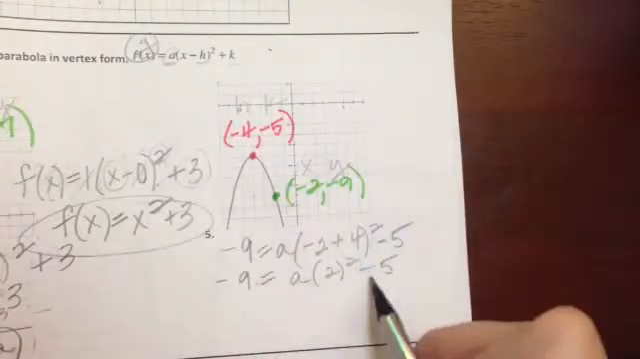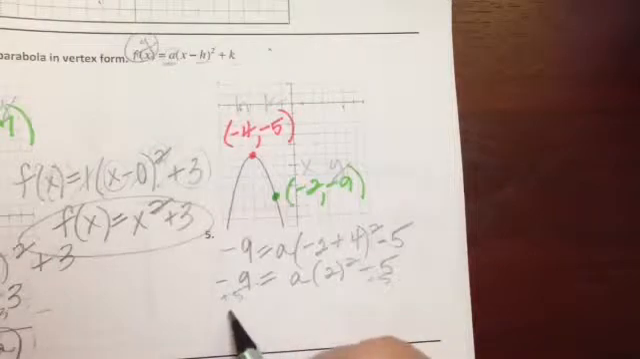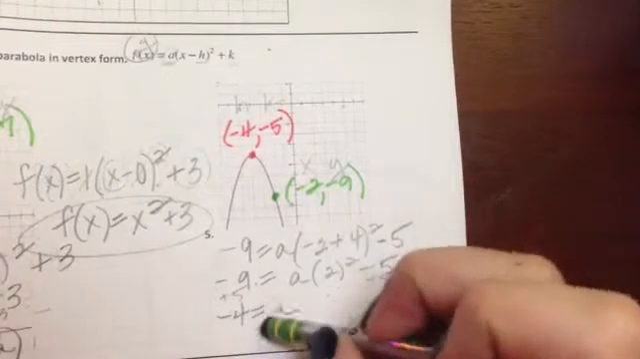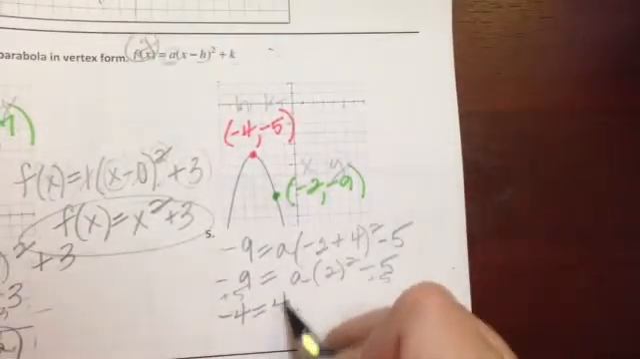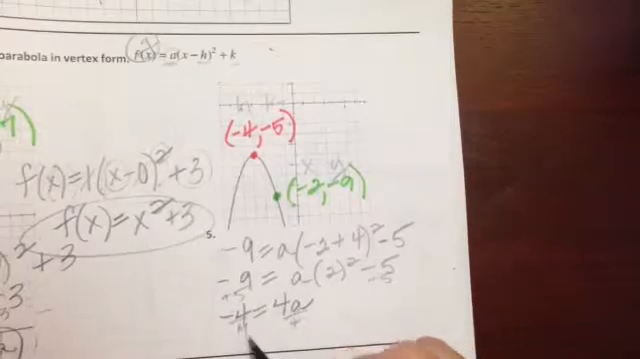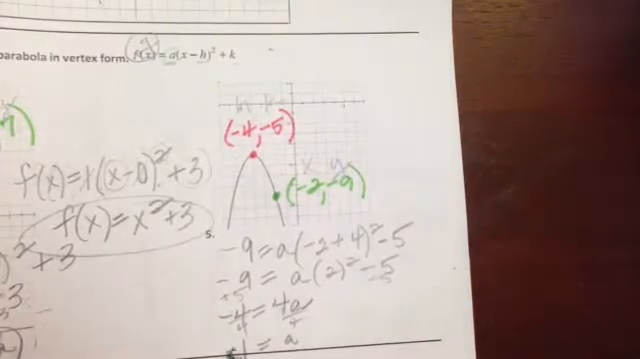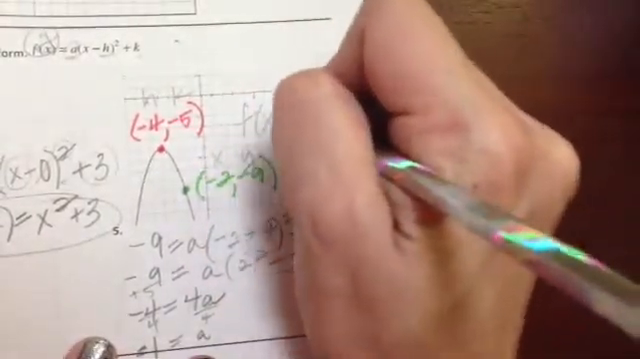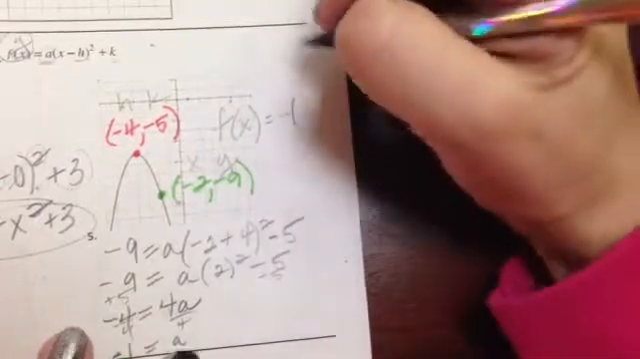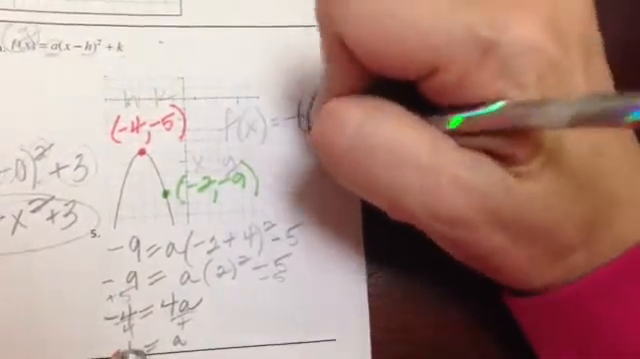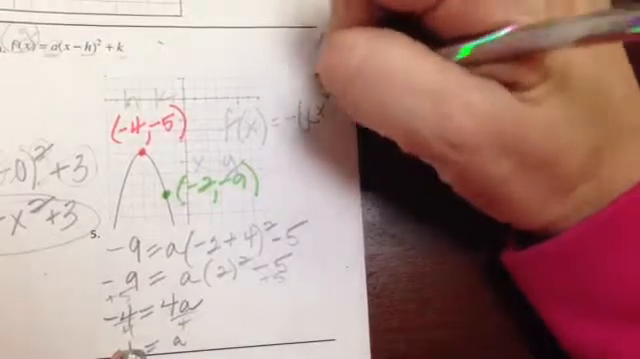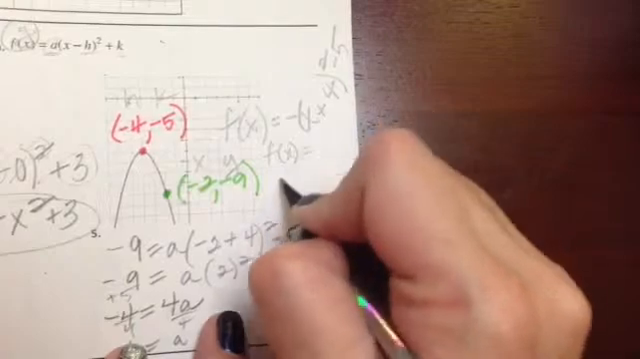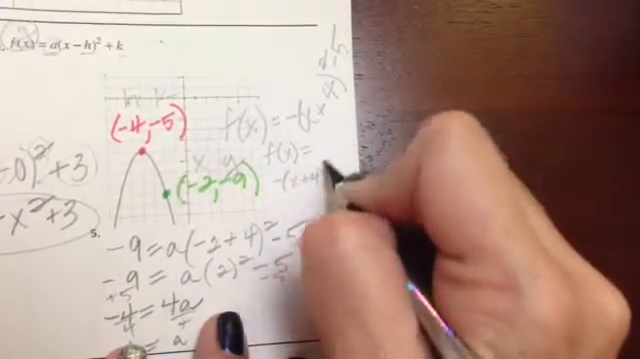If I add 5 to both sides, I'm going to wind up with negative 4 equals a times 2 squared, or 4a. In this case, the a value is going to be negative 1. Divide by 4, divide by 4, a is negative 1. So let me go back and put it into my vertex form. Again, function notation, f of x equals negative, I don't need the 1, I'm going to open my parentheses, x minus h, so x plus 4 squared minus 5. Let me write that a little neater. f of x equals negative quantity x plus 4 squared minus 5.